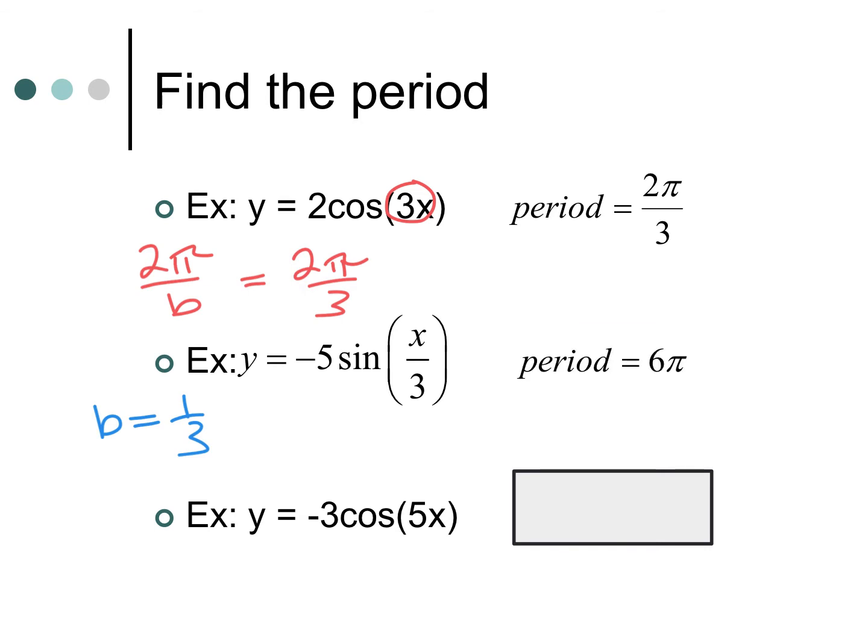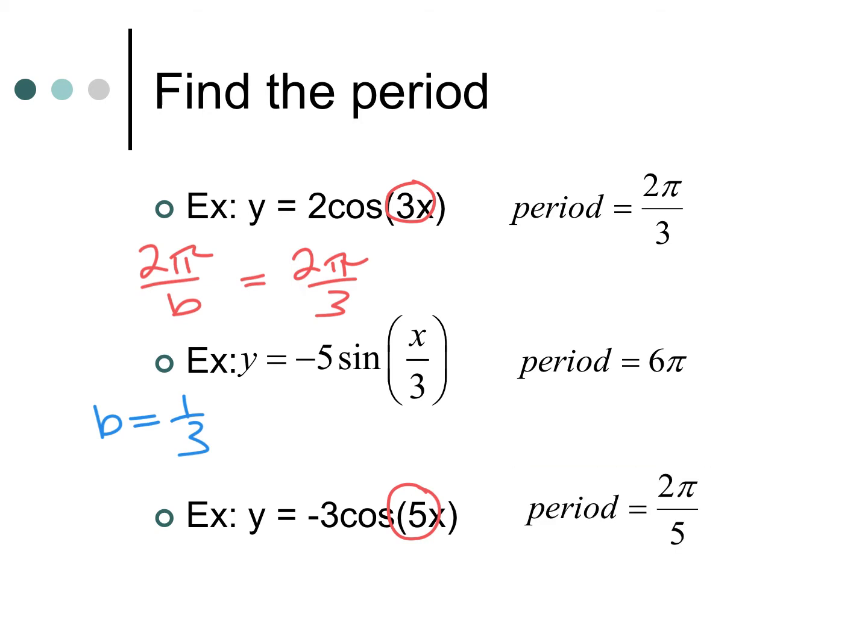And then for our last function, again, we want to identify our b value. In this case, your b value is going to be 5. And we would again use our formula, which was 2 pi over b. If I divide 2 pi by 5, I just get 2 pi over 5 as my new period, which again is going to be a horizontal shrink for that function.